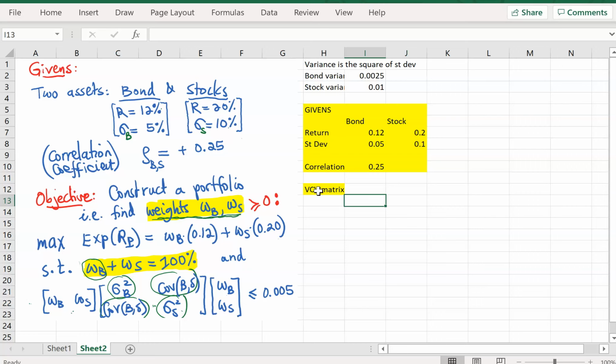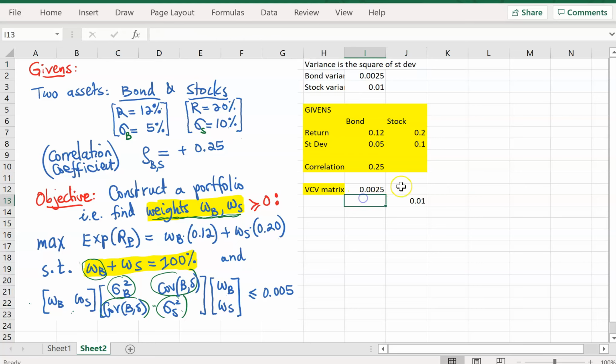Alternatively, I will do the following: the variance covariance matrix will end up being a 2x2 matrix. The diagonal will be the variance of the bond, and then the variance of the stock. The variance of the bond is easy to calculate. It's just the square of the standard deviation. And the same thing for the variance of the stock. Which is exactly this statement, right? So variance is the square of the standard deviation, versus standard deviation is the square root of the variance.